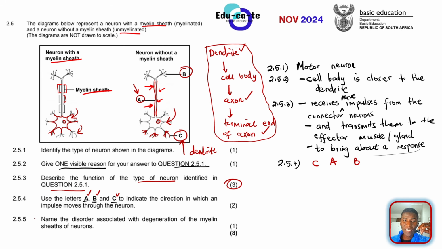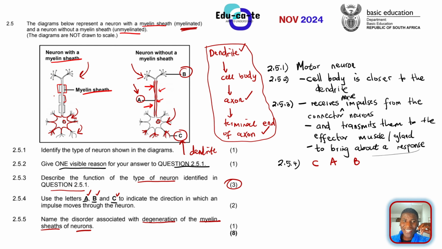Now to the next question. Name the disorder associated with the degeneration of myelin sheaths of neurons. Remember, the myelin sheath is there to conduct impulses quicker, to transmit impulses faster. You can see that here we have one neuron that has a myelin sheath, one neuron that is myelinated, and then we have another one that is unmyelinated. It does not have a myelin sheath.